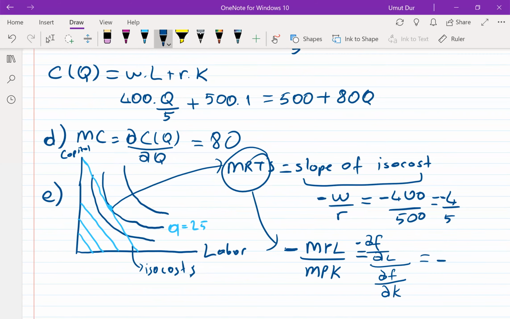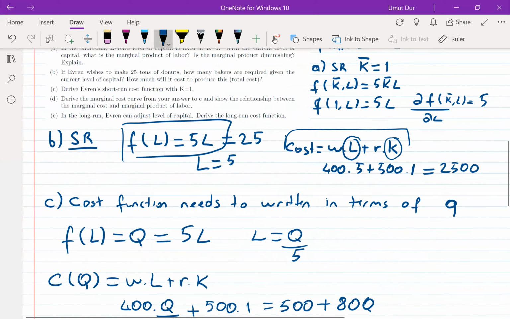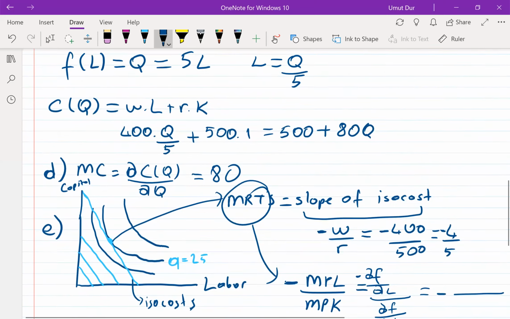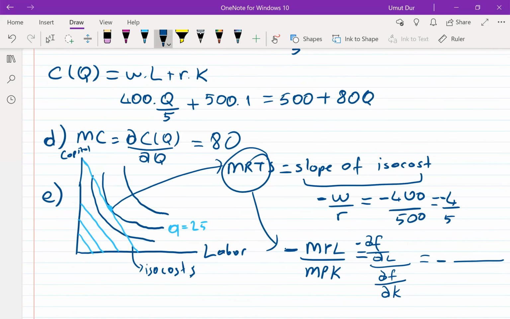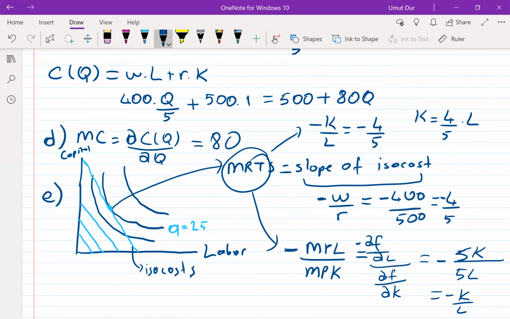So I have a minus sign here. My production function was 5KL. Then the derivative with respect to L is 5K, and the derivative with respect to K is 5L. Then I have minus K over L. This equation gives us minus K over L is equal to minus 4 over 5, and K is equal to 4 over 5 times L.